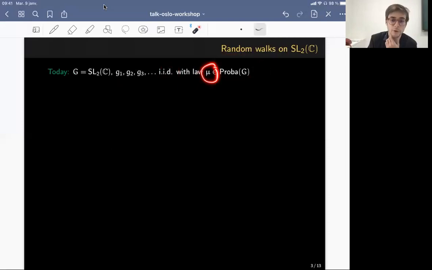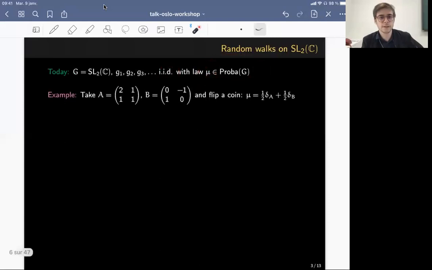So if you're not too familiar with that, let me give just a simple example, but that is already interesting enough. So for instance, consider these two matrices A and B. They are actually integer matrices. So A is this matrix 2, 1, 1, and B is 0, minus 1, 1, 0. And then we flip a coin and choose between A and B, whether it's heads or tails. If it's heads, we take A. If it's tails, we take B. And then at each step, we repeat this process and multiply the outcomes. Okay, so this is mainly the most simple random walk we can think of.